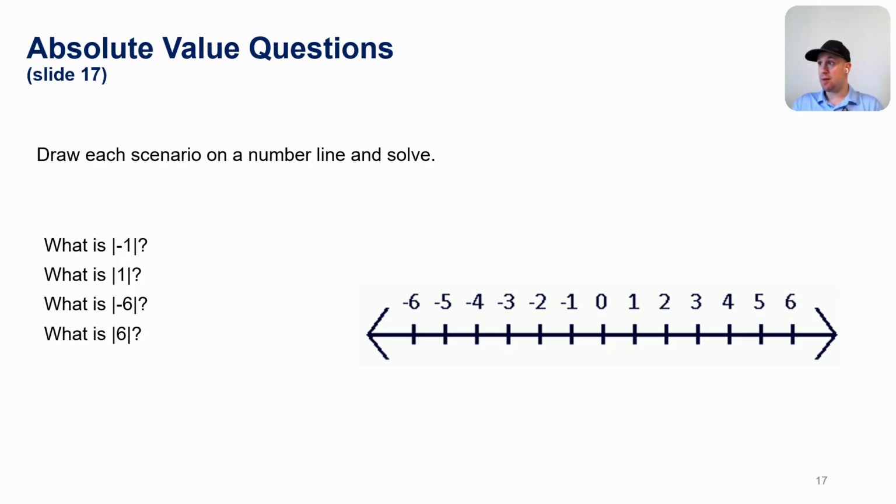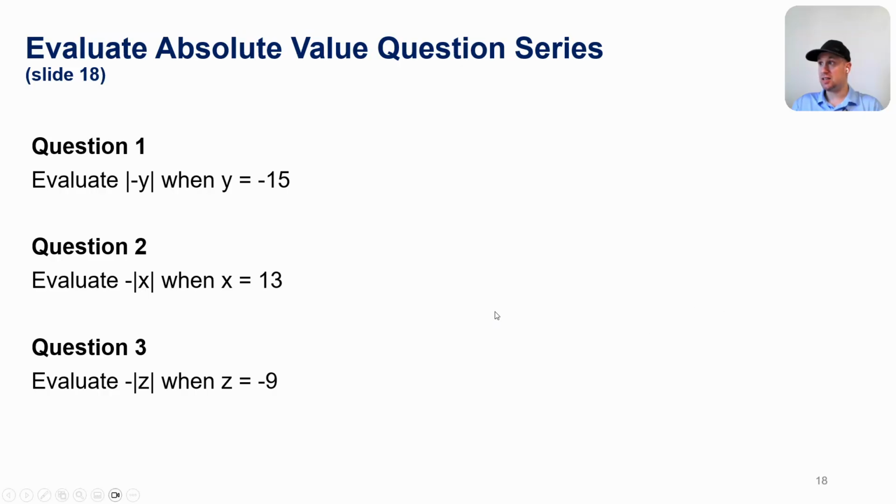Now let's apply this thought process to a series of questions where we're asked to evaluate absolute value expressions, essentially. Looking at question number 1, we have to evaluate the expression absolute value of negative y when y equals negative 15. So what I'm going to do is substitute negative 15 into y. Now I keep the absolute value brackets the same. I also keep the initial negative symbol the same. The only change then is I'm inputting negative 15 here that I'm substituting.